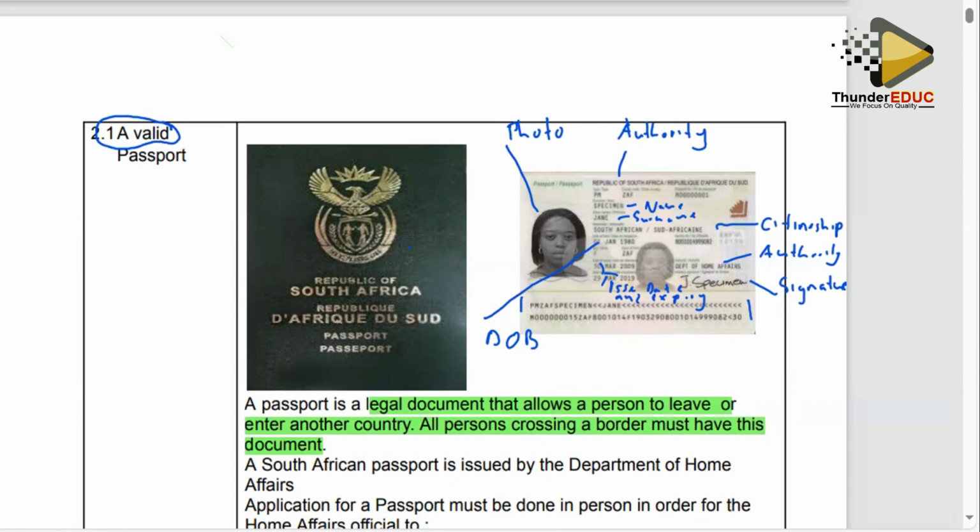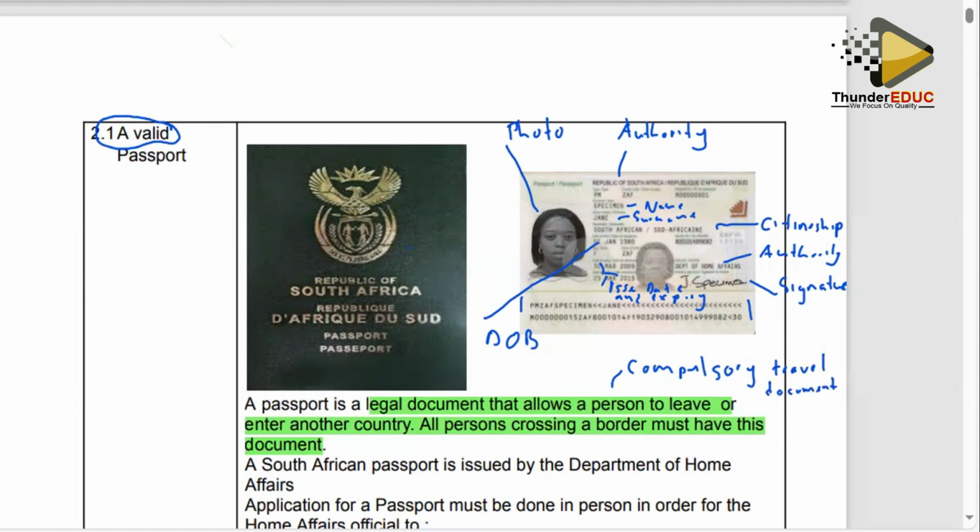So you cannot leave a country without a passport. You are required to carry a passport when you leave a country and enter another country. So all persons crossing a border, the moment you cross a border, you must have this document. So in other words, we can say that a passport is a compulsory document when it comes to international travel. It is the first document which is required when you are traveling internationally. It is, therefore, a compulsory travel document.